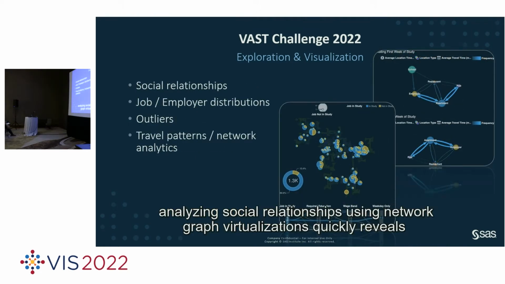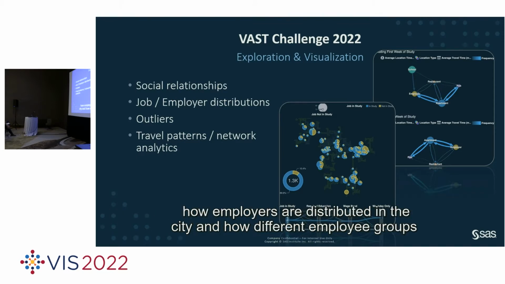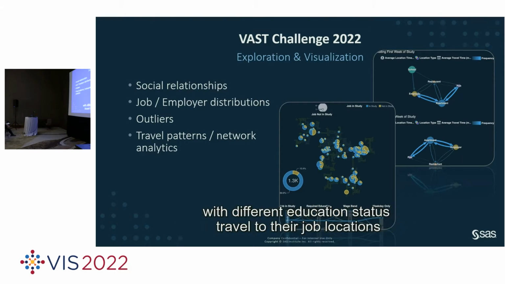Analyzing social relationships using network graph visualizations quickly reveals how employers are distributed in the city and how different employee groups with different education status travel to their job locations.